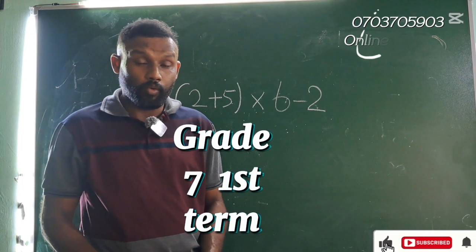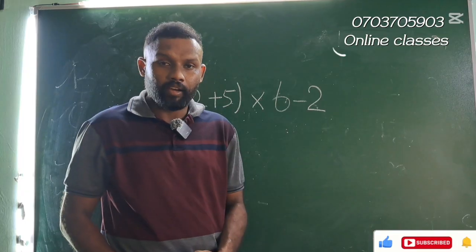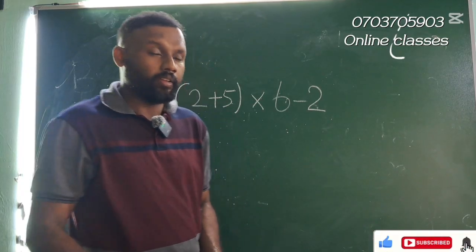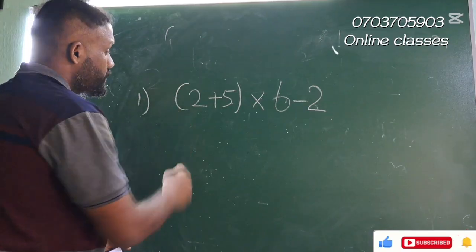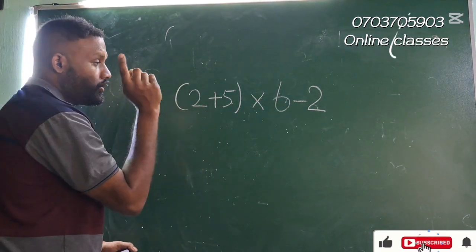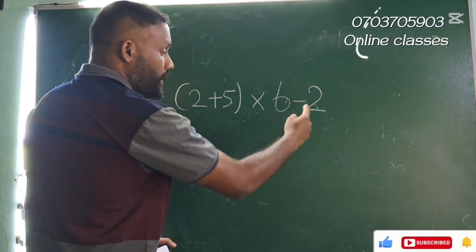Okay, now we are going to start our discussion. This is the first question: inside the bracket, 2 plus 5, times 6 minus 2.